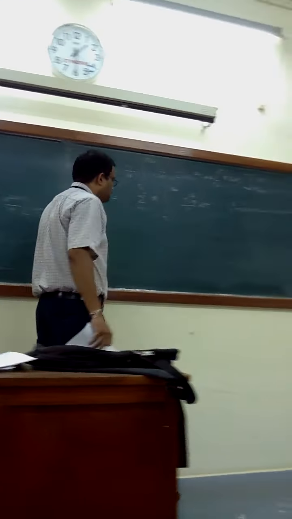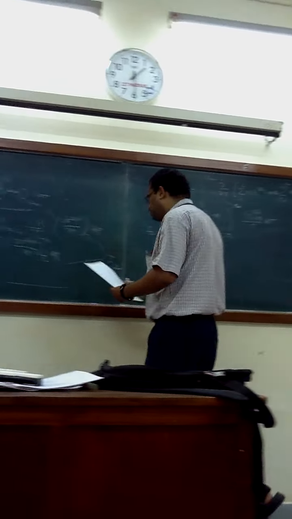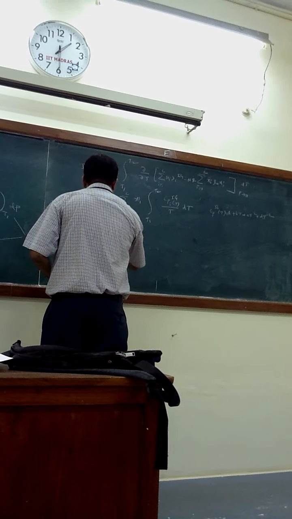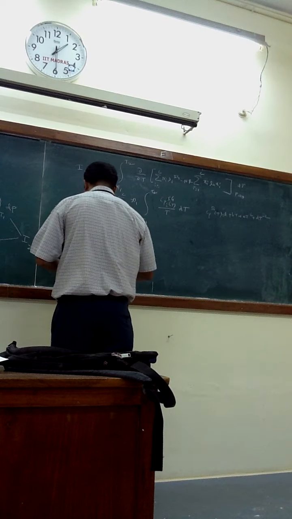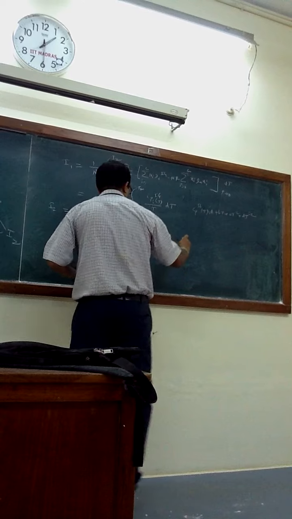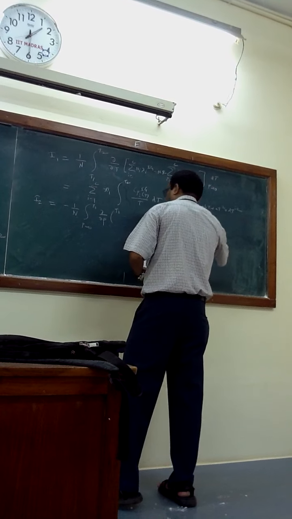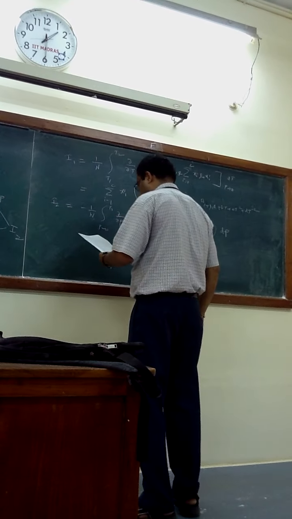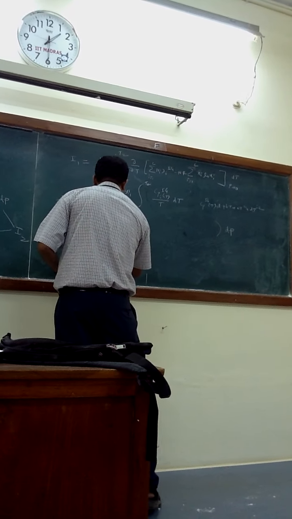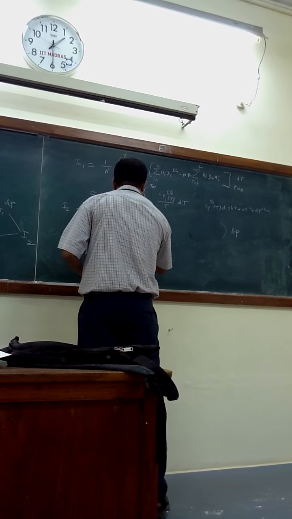What is I2? Minus 1 by n, P tending to 0 to P1, rho P, plus 1 by n, P tending to 0 to P2, rho P.